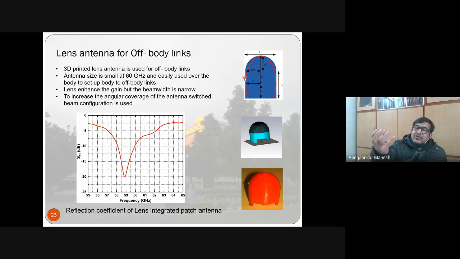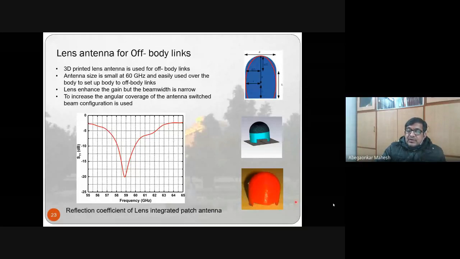You can see here, and this is a fabricated lens. This is the actual lens. So this is used on top of a simple patch antenna. You can see here, there is a patch antenna here. Then there is a gap, and then there is the lens here. Okay. So there is proper designing of this lens done. So this lens is used to focus energy at a particular point.